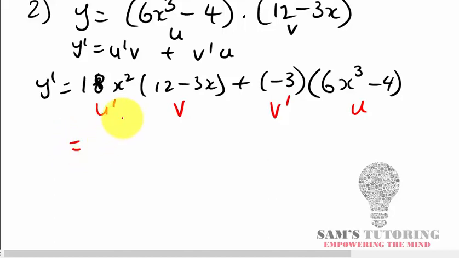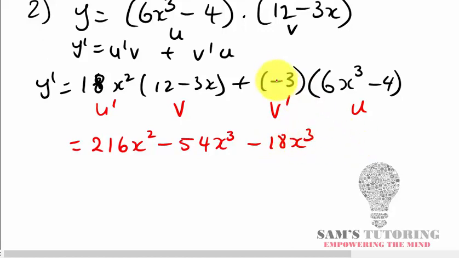Okay, final answer. Let's expand and simplify. Okay, so 18 times 12 is 216x squared. Minus 18x squared times negative 3x is 54x cubed. Minus negative 3 times 6x cubed is negative 18x cubed. A negative and a negative makes a positive. See how I'm just ignoring this because it's a positive? I'm more interested in this sign. Negative 3 times negative 4 is positive 12.